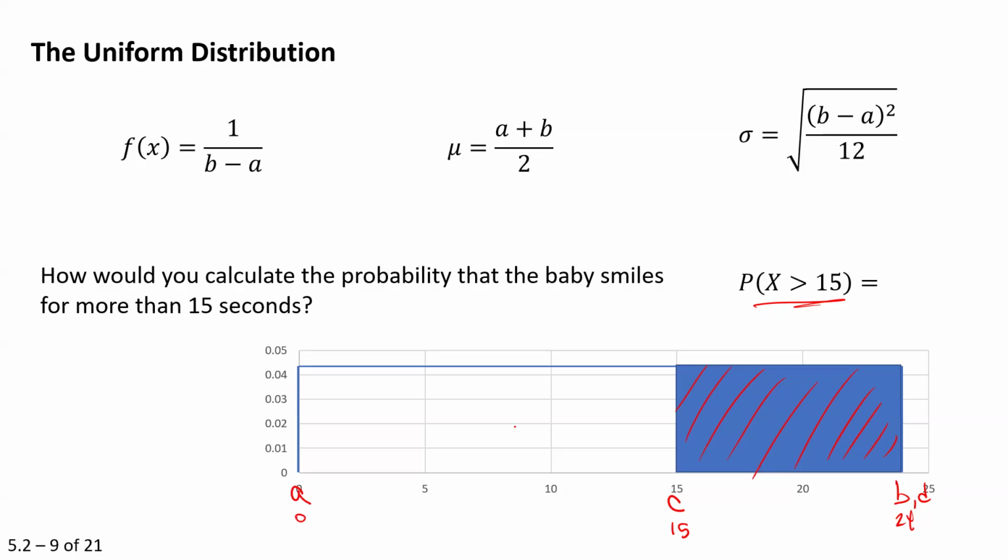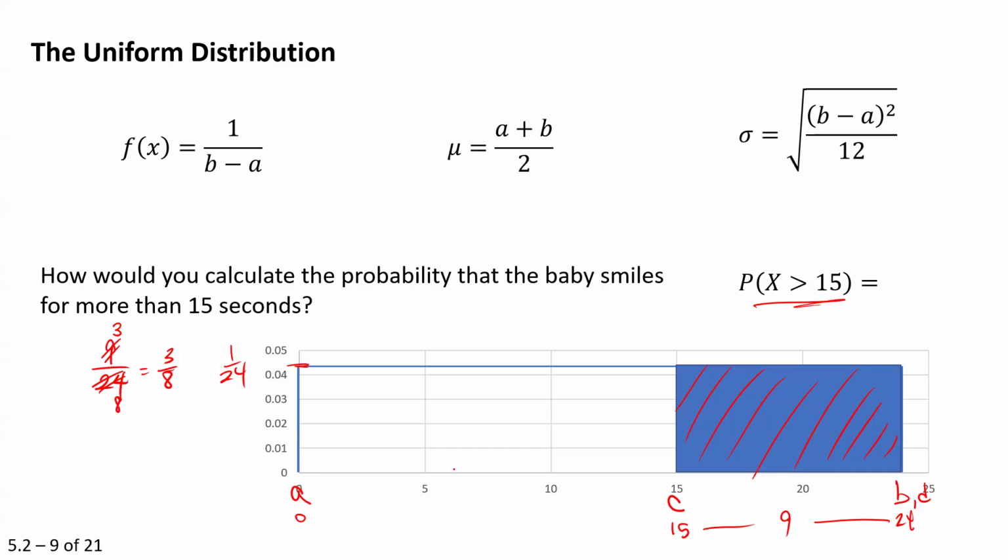So, what is the width of this rectangle? It's 9. Yeah, 24 minus 15. Okay. And what's the height of this rectangle? Yeah, it was still 1/24th. That's right. Okay, so what's the area of the rectangle? 9 over 24 here. And 3 goes into both of these, so 3 and 8. So there's a probability of 3/8 that the baby smiles for more than 15 seconds.